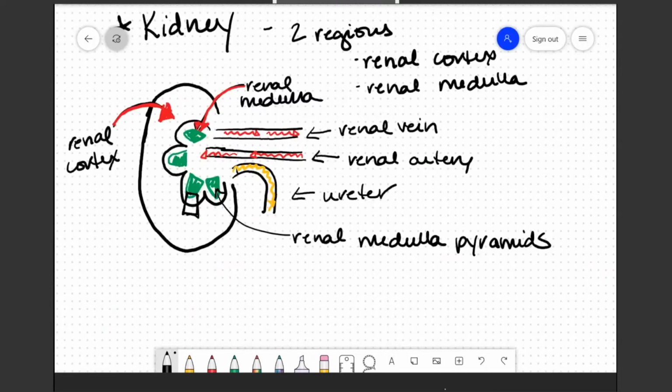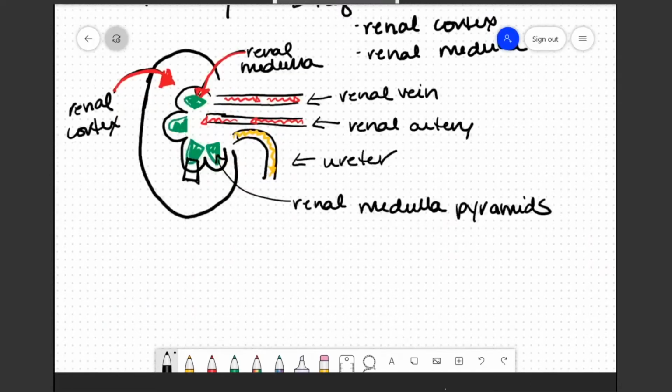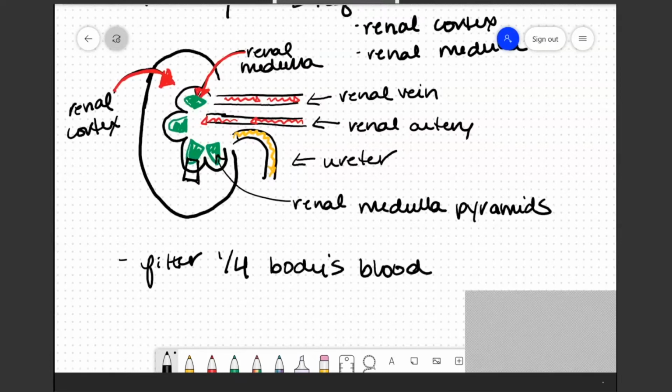So it generally looks like this structure on both sides. Your kidney will actually filter 1/4 of your body's blood. It will filter about 1/4 of your body's blood that will flow through the kidney in under a minute.